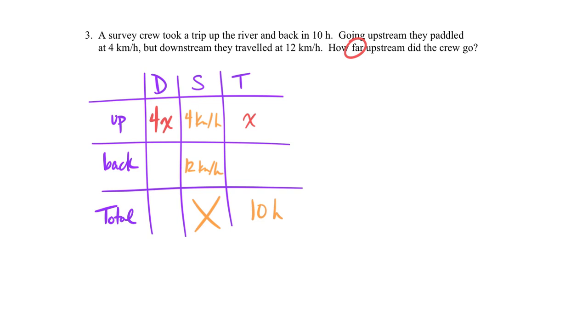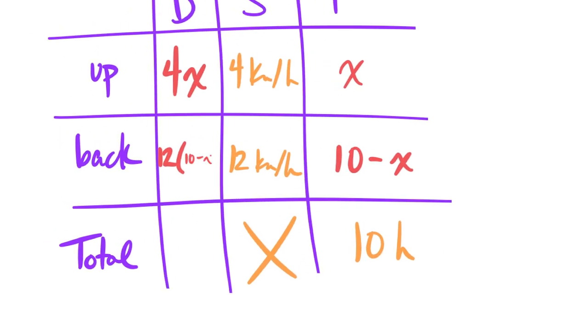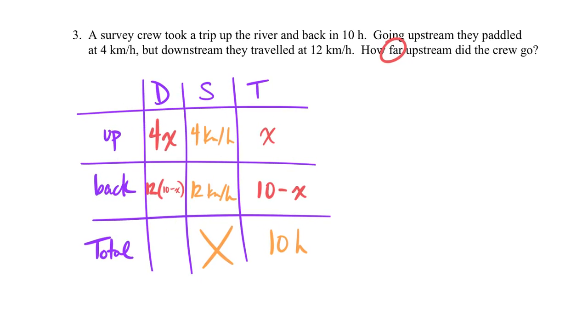Okay, well, if my total time was 10, then I know that my time coming back has to be 10 minus X, which means that my distance coming back, I really need to make these spots bigger, has to be 12. You know what? I'm just going to blow it up. 12 times 10 minus X, and there we go. Okay, we used up our time because we wanted to use one variable, but we take a look.